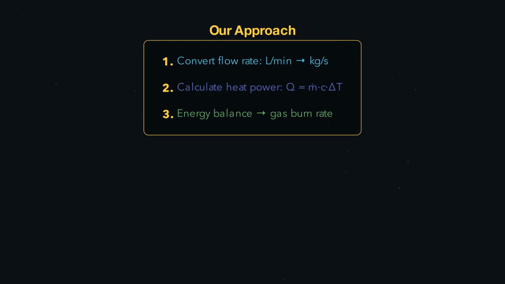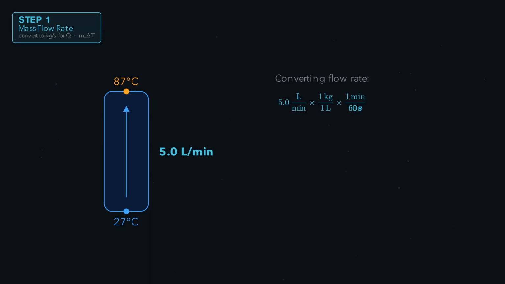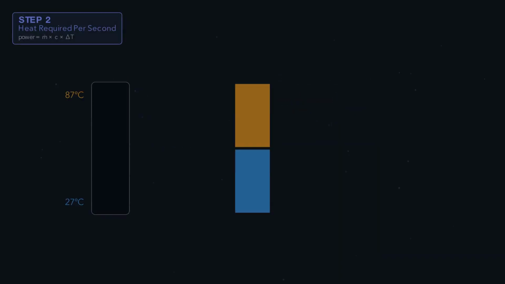Step 1. 5 liters of water flow every minute. Water has a density of 1 kilogram per liter, so that's 5 kilograms per minute, which is 5 kilograms per 60 seconds, or about 0.083 kilograms per second, or 5 over 60 kilograms per second.